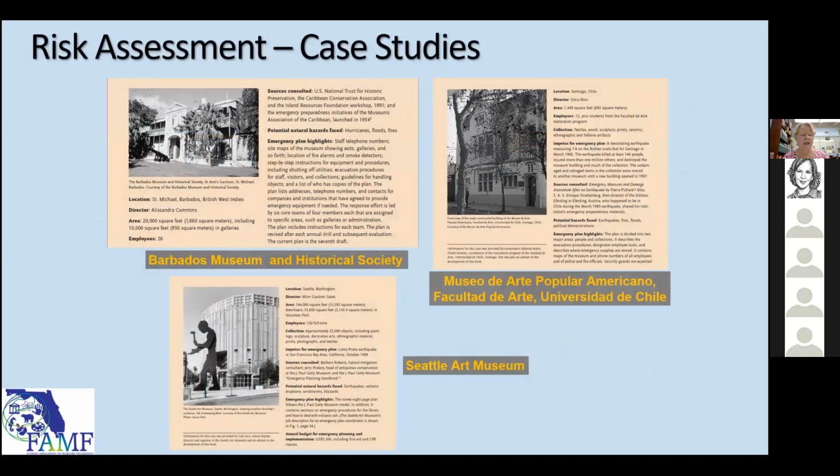Here I highlight a couple of the case studies from Chapter 1 of the Getty Institute's Building an Emergency Plan that show the identified natural and man-made hazards faced, including hurricanes, floods, fires, earthquakes, windstorms, blizzards, volcanic eruptions, and political demonstrations. This is available as a downloadable PDF. Again, the reference to that and the website address is on the resources and references slide.